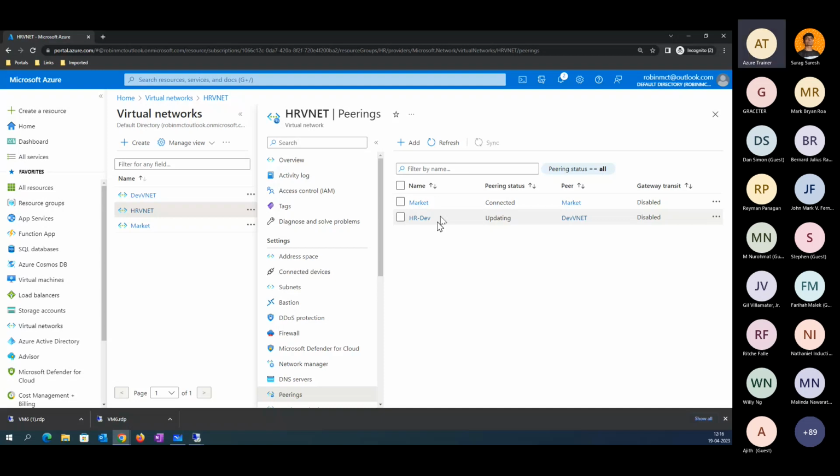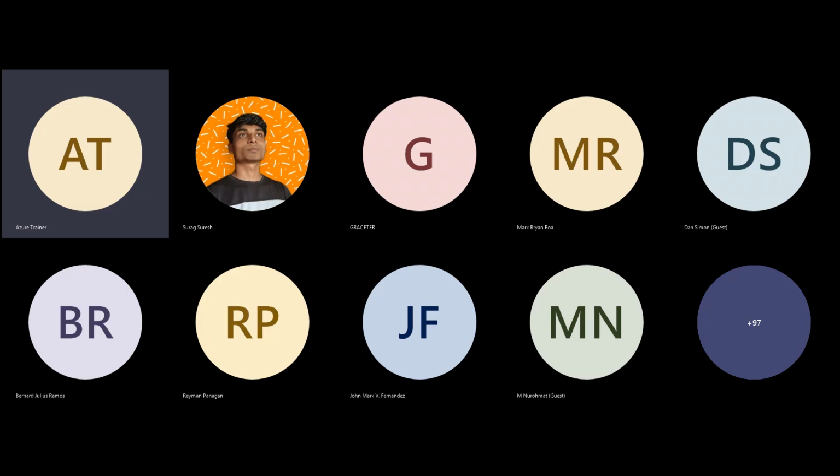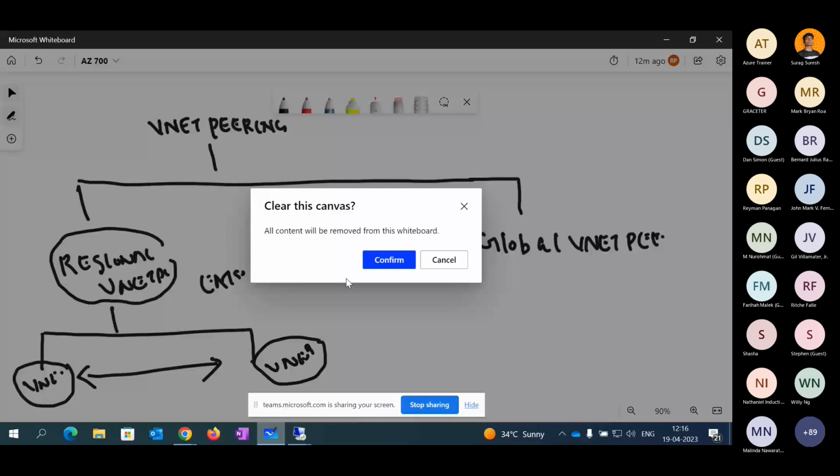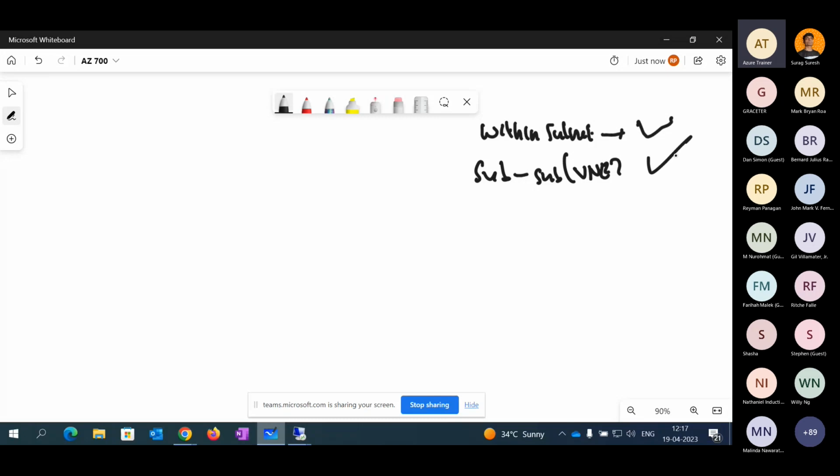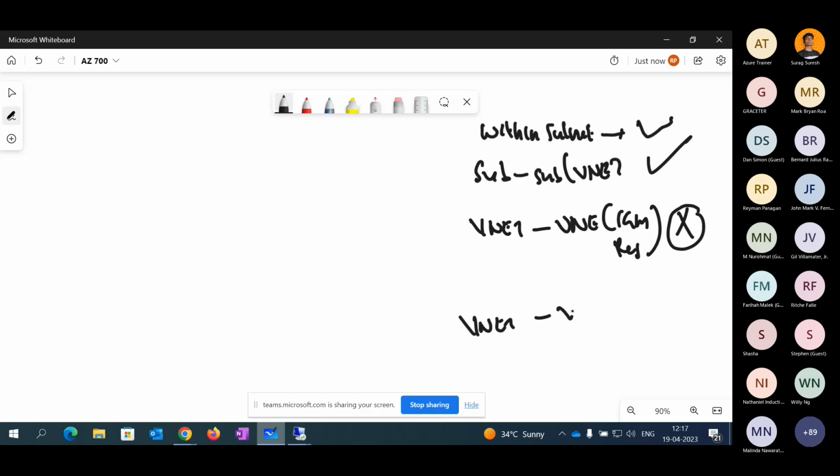If you want me to summarize, let me take you to the whiteboard. That's not an issue. Let me go back to the whiteboard here. So far, the learning we have: within a subnet, all resources can communicate with each other. Subnet to subnet within the same VNet, communication is enabled by default. Now, one VNet to another VNet in the same region, communication is not possible. One VNet to another VNet in a different region, that also is not possible. So this is the summary of the communication portion here.